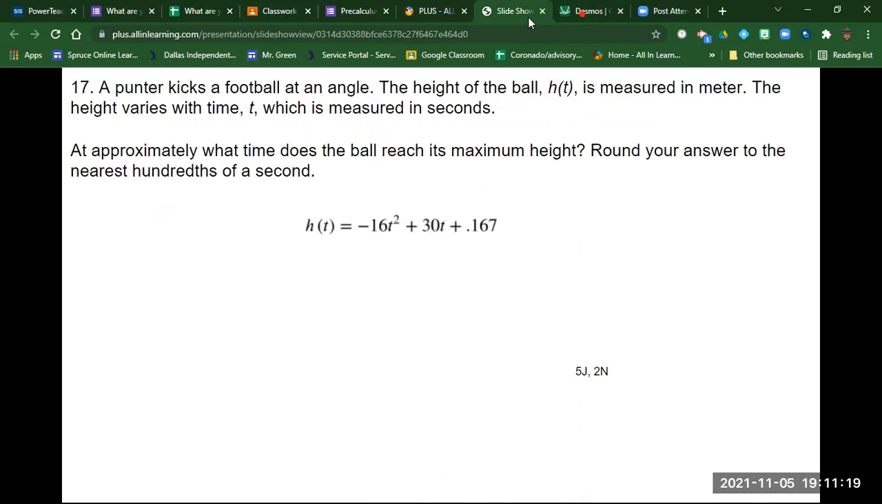Partner keeps a free ball at an angle. Let's see, read that one, I'll write.